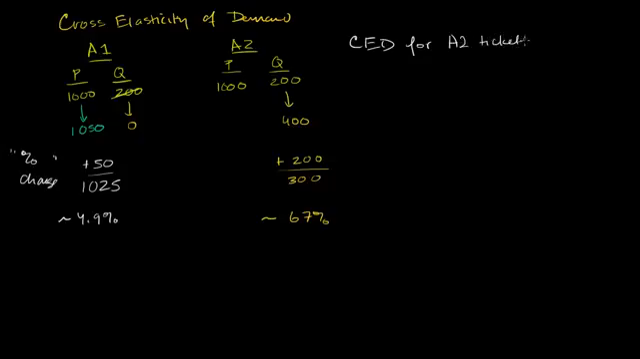So we have, all of a sudden, our cross elasticity of demand for airline 2's tickets relative to A1's price. And we get the percent change in A2's tickets, the percent change in the quantity demanded for A2's tickets, which is 67%, over the percent change not in A2's price change, but in A1's price change. That's why we call it cross elasticity. We're going from one good to another. So that's roughly, well, let's just say for simplicity, roughly 5%.